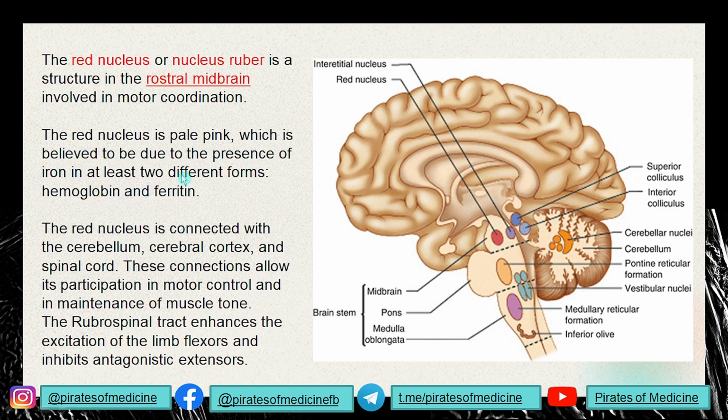The red nucleus is connected with the cerebellum, the cerebral cortex, and the spinal cord, and it gives out the rubrospinal tract, which enhances the excitation of limb flexors and inhibits the antagonistic extensors, which is called reciprocal inhibition. The function here of the red nucleus is to enhance the excitation of limb flexors and inhibit the extensor muscles of the limb.